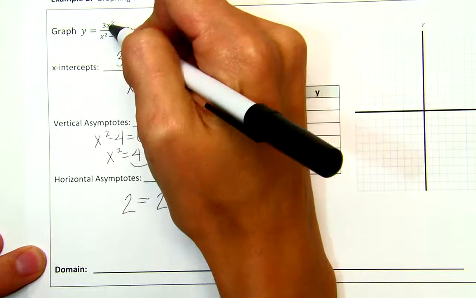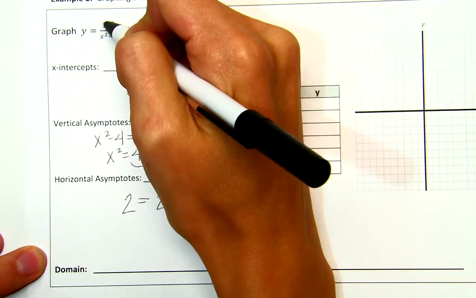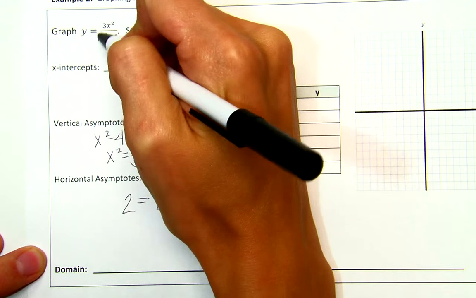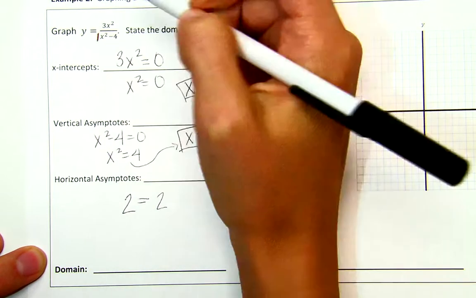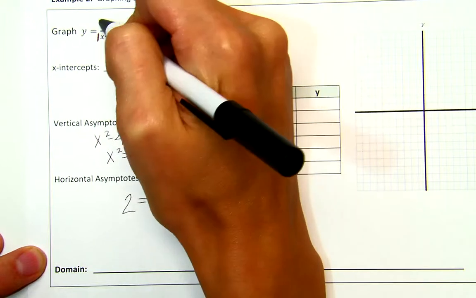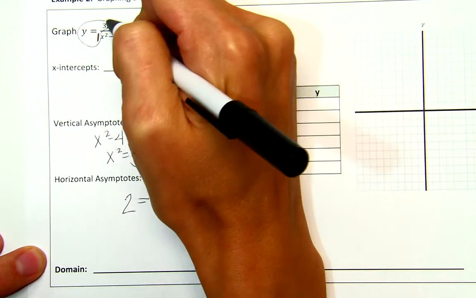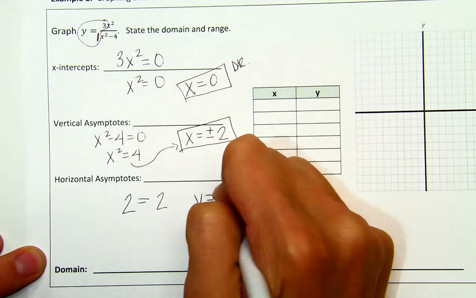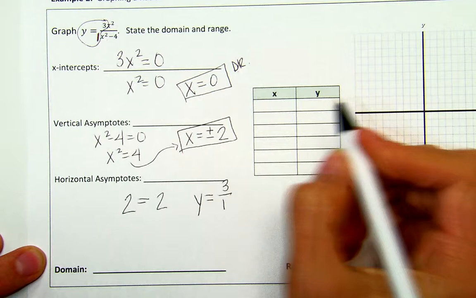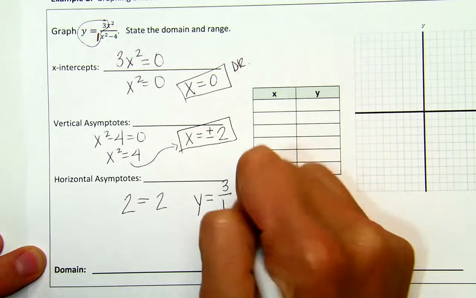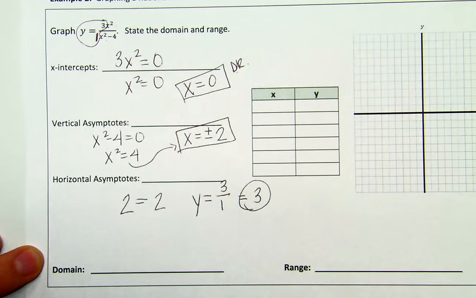Your a is the 3 in front of your x squared. In this case, that invisible 1 is in front of your x squared. So you take the leading coefficients of both your numerator and denominator, and you can circle those numbers. So y equals a over b is going to be 3 over 1. So you know that y equals 3 is going to be your horizontal asymptote.